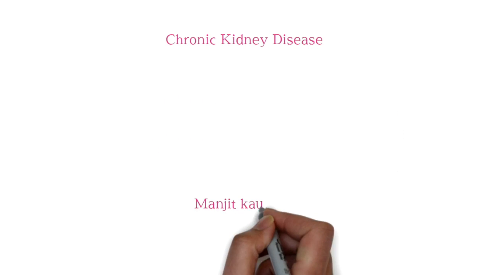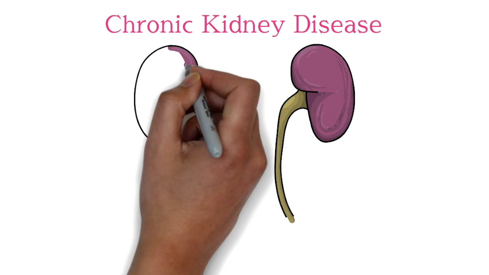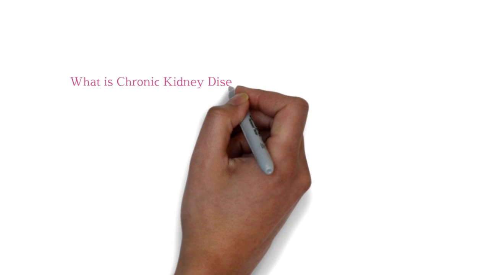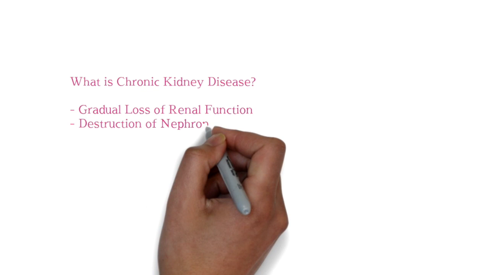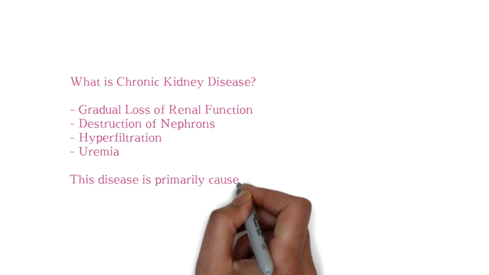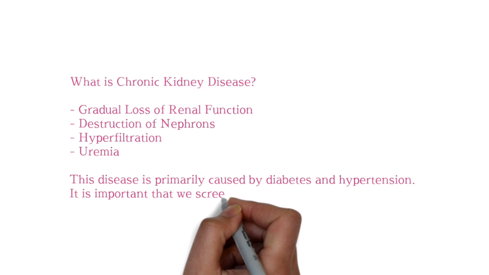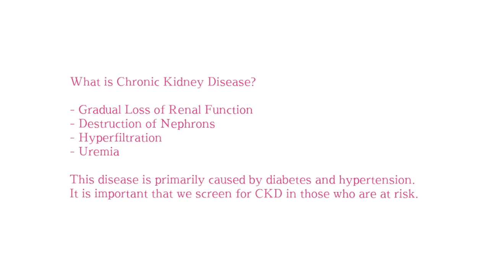Chronic kidney disease. In this presentation, we will be exploring the pathophysiology, manifestations, and treatment related to chronic kidney disease. This disease is the gradual loss of renal function caused by the destruction of nephrons that leads to hyperfiltration and uremia. This disease is primarily caused by diabetes and hypertension. It's important that we screen for CKD in those who are at risk.